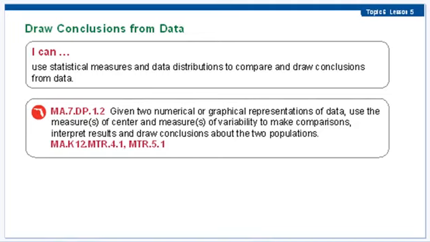So today we've got topic 6, lesson 5, draw conclusions from data. I can use statistical measures and data distributions to compare and draw conclusions from data. The Florida standard is MA.7.DP.1.2. Given two numerical or graphical representations of data, use the measures of center and measures of variability to make comparisons, interpret results, and draw conclusions about the two populations. All right, let's get into it.